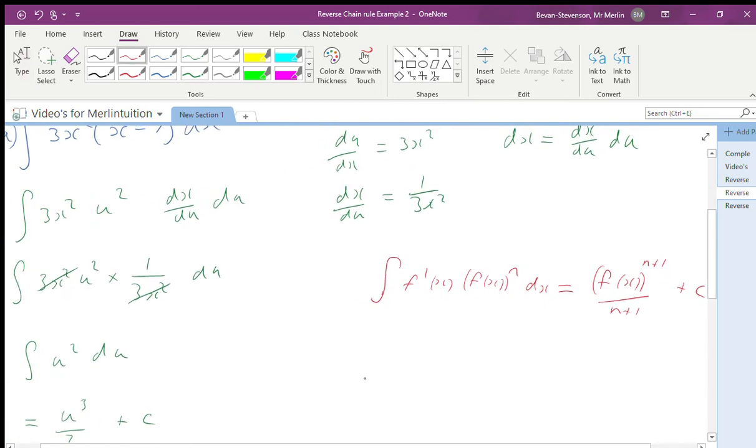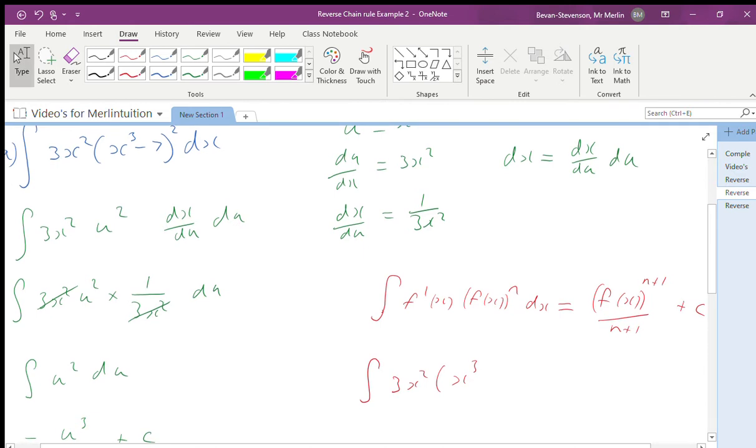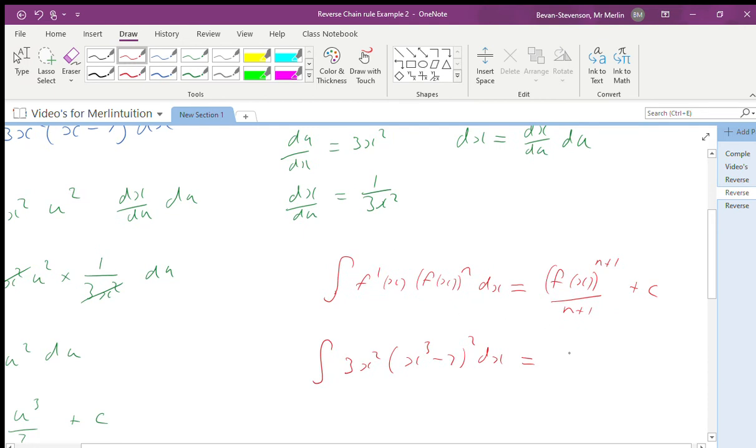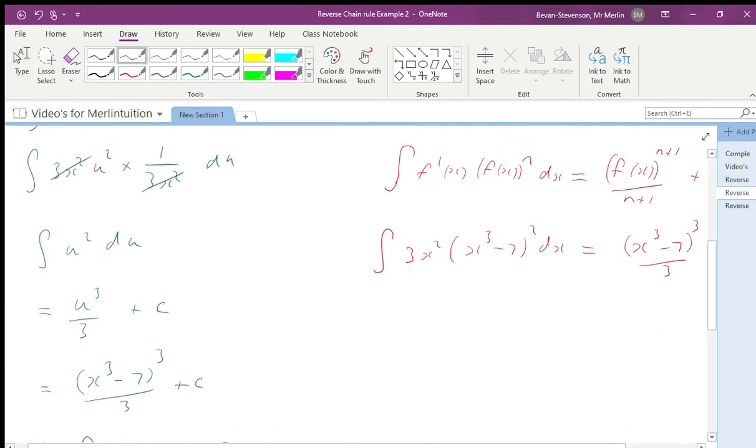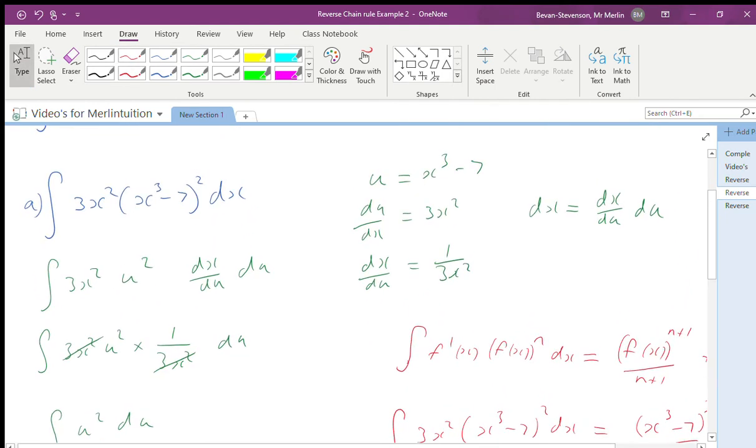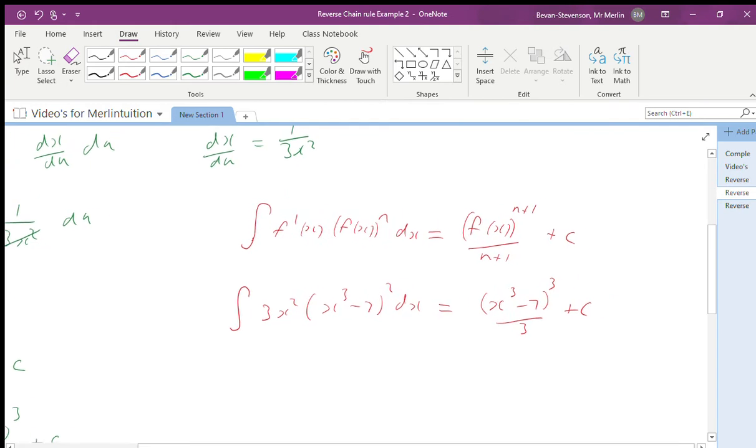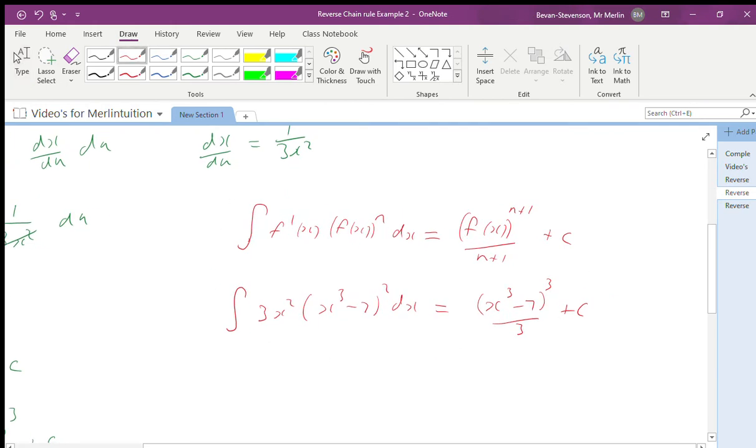So, when we integrate 3x squared times x cubed minus 7 all squared dx, we could have spotted that the 3x squared was a differential of x cubed. We then would have spotted it's in this form. We could have said it was x cubed minus 7 all cubed, and then we could divide it by our power and add c, which unsurprisingly again gives us the same rule. So the reason I'm taking you through this in this way is you need to be able to understand how to do these differentiations and why they work. However, if you can spot this trick here, you are allowed to do that in an exam.